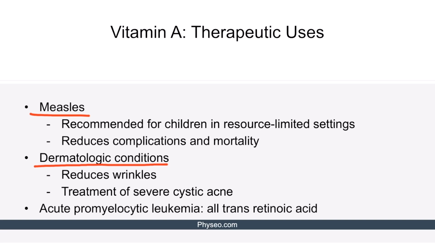In dermatology, vitamin A has multiple uses, such as reducing wrinkles and treating severe cystic acne. Vitamin A is even used as all-trans retinoic acid to treat acute promyelocytic leukemia, a subtype of acute myeloid leukemia.